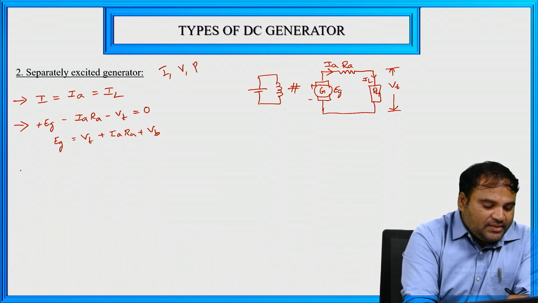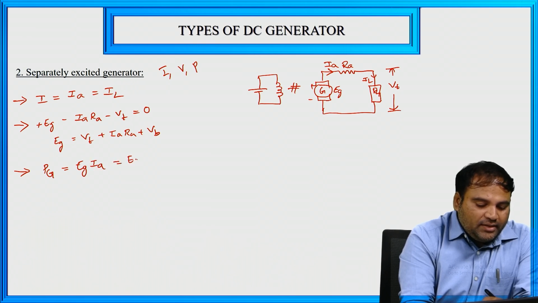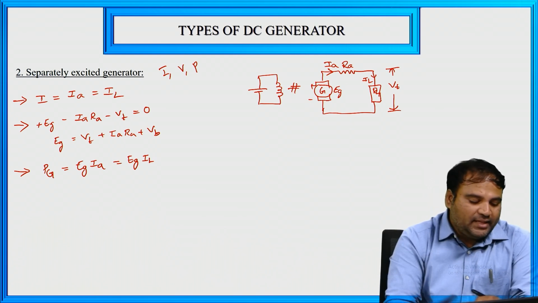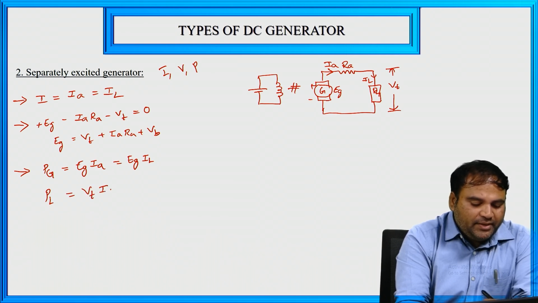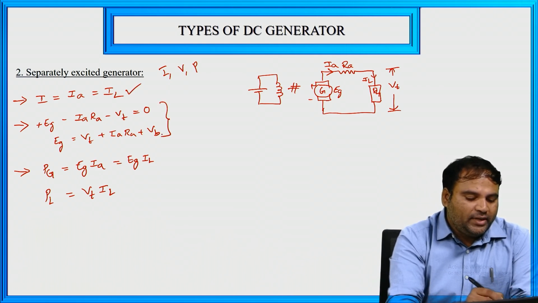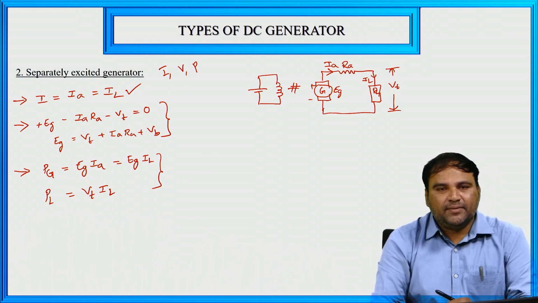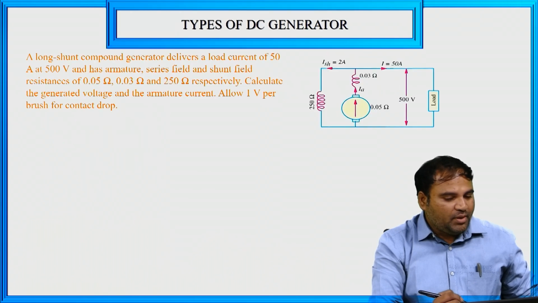Now power relation. Power from the generator is equal to EG into IA or EG into IL, that is the power relation of the separately excited DC generator, and power from the load is equal to VT into IL. So here are the current, voltage and power relations of the separately excited DC generator. Okay, so these are the different types of DC generators, right? Now we'll discuss the problems on this.